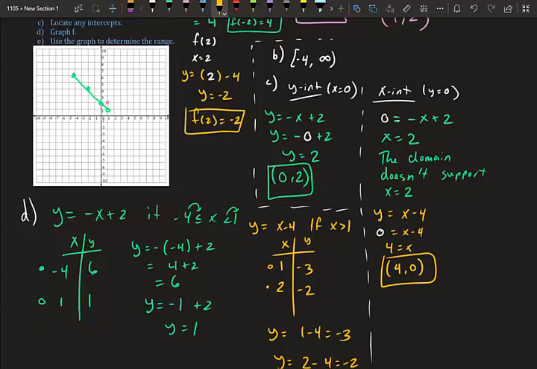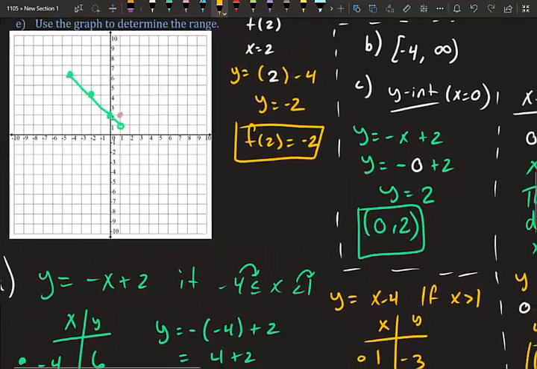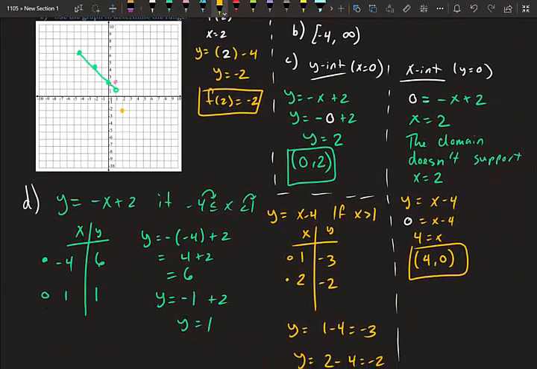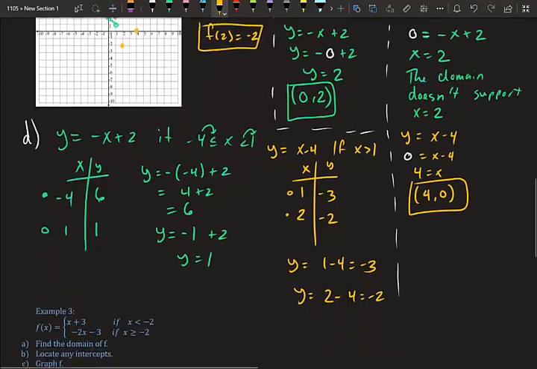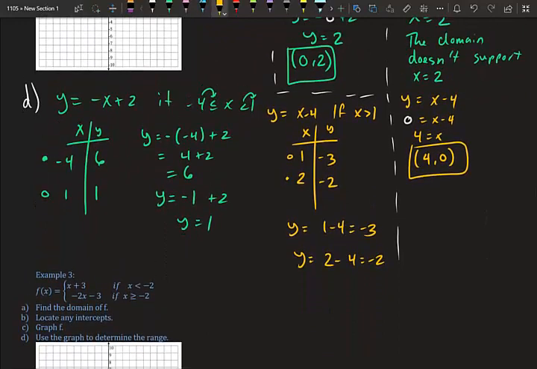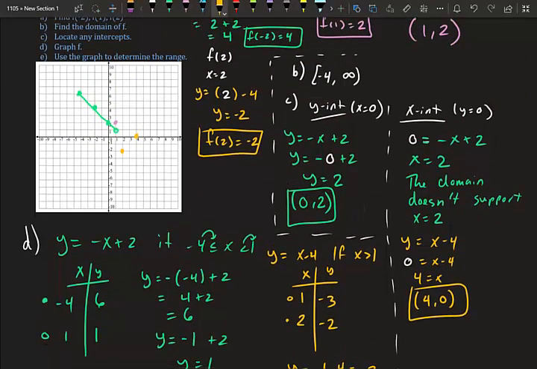Now we do our orange one. Our orange one is a single inequality, so it does go on forever. For our orange one, we have points at (2, negative 2) and (4, 0). We also have an open circle at (1, negative 3), and then a closed circle at (2, negative 2). Oh, we already did that. It's there, (2, negative 2). And since this goes to the right and it goes forever, we make it go up and to the right.